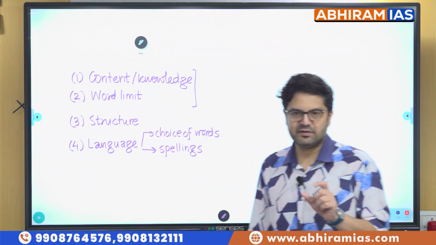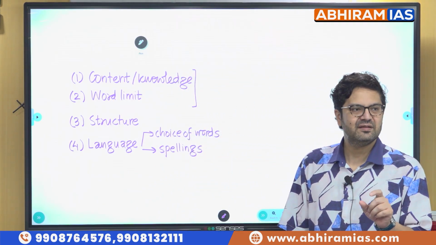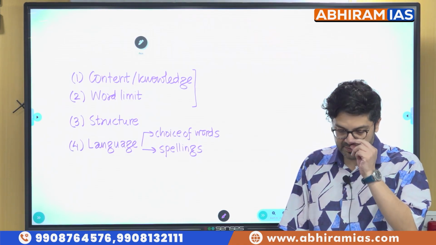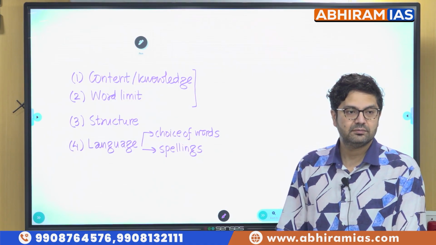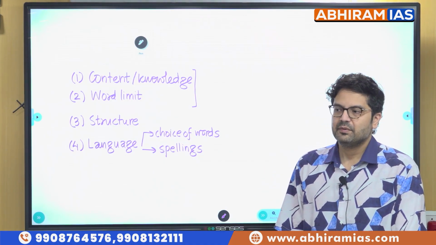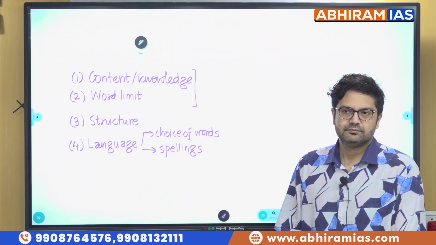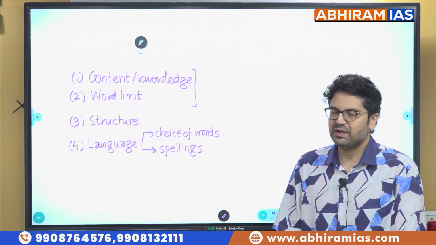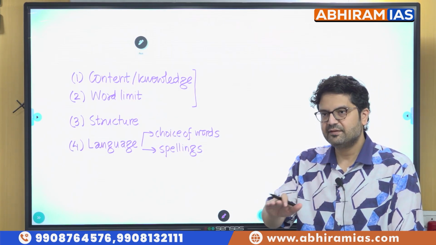Especially of technical words. Please do not make spelling mistakes in technical words. Like sovereignty. You're writing an answer on polity and you have written sovereignty wrong. That is a criminal offense. There should be jail punishment for you. Why? How can you write sovereignty wrong in a polity answer? Spelling of democracy is wrong in a polity answer. They should directly cancel your candidature.